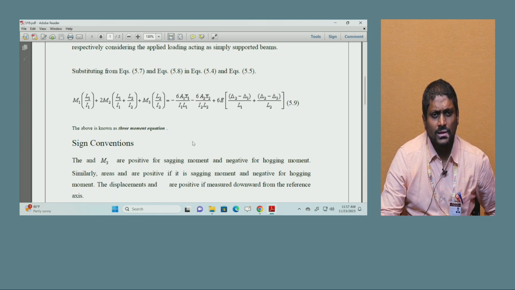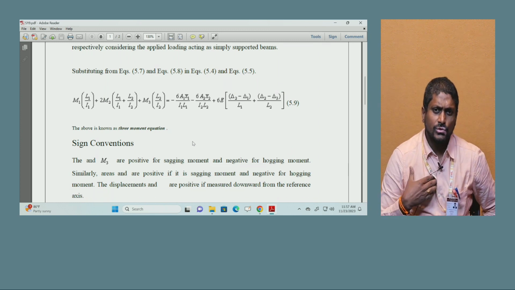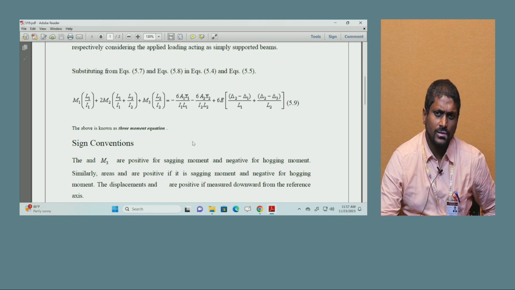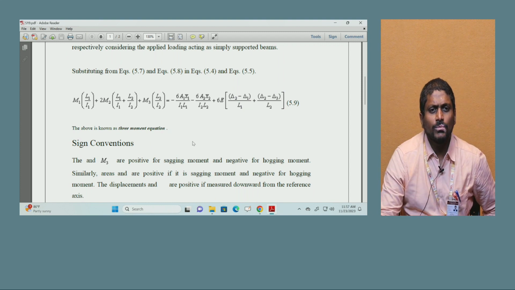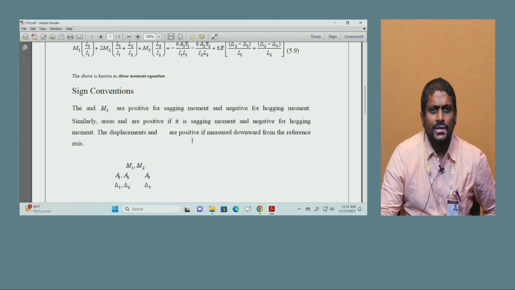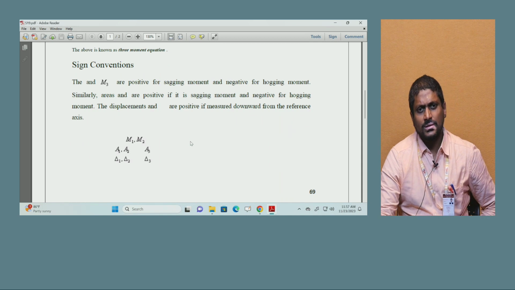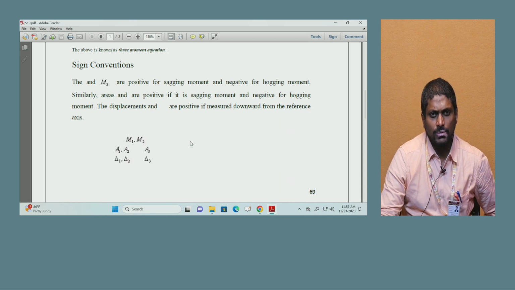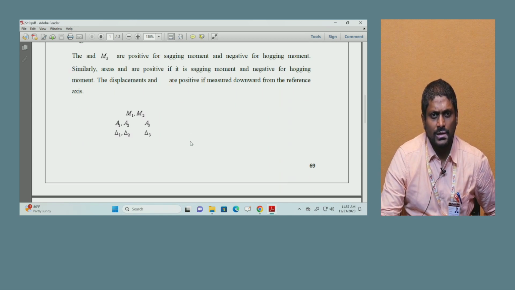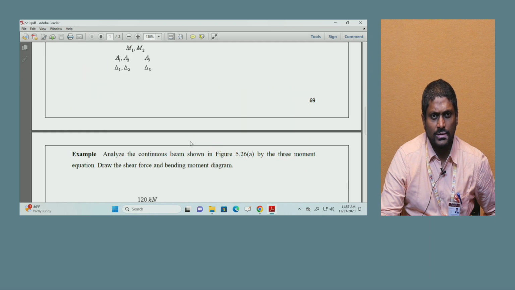The sign conventions: M1, M2 and M3 are positive for sagging moment and negative for hogging moment. Similarly, areas A1 and A2 are positive if it is sagging moment and negative if hogging. The displacements delta 1, delta 2 and delta 3 are positive if measured downward from the reference axis.